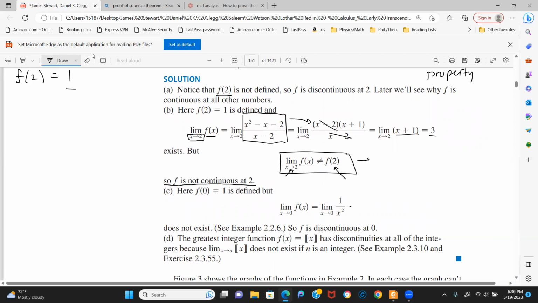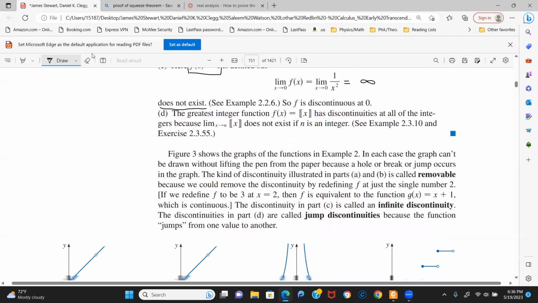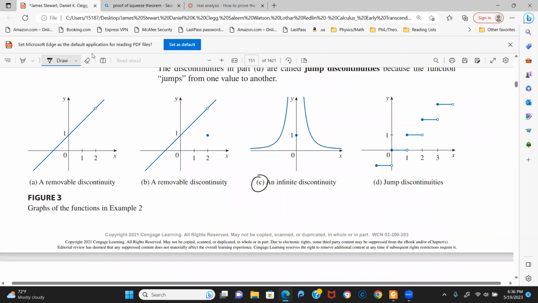Well, this limit, it does exist. I don't know why they're saying it doesn't exist. First of all, f of 0 is 1, so f of 0 equals 1 exists. But this limit is infinity. I think we have a graph here, right? So if this is C, this is the graph of 1 over x squared.